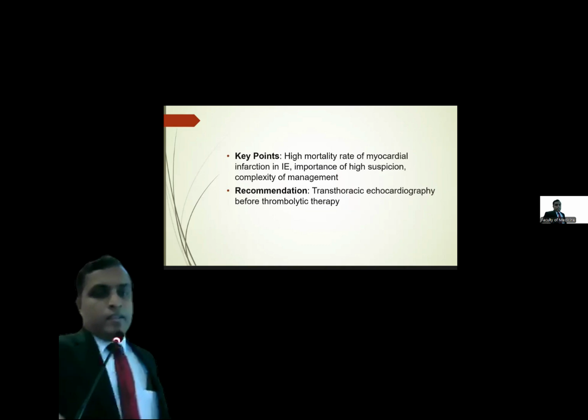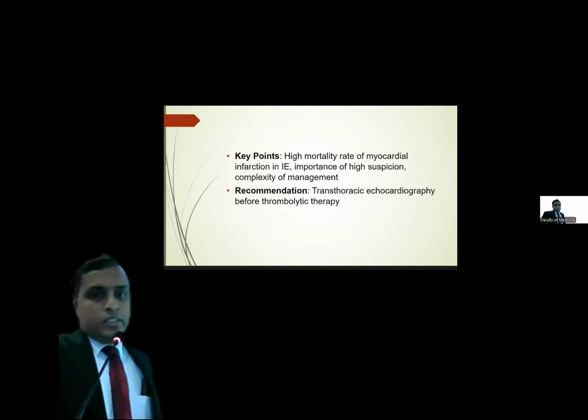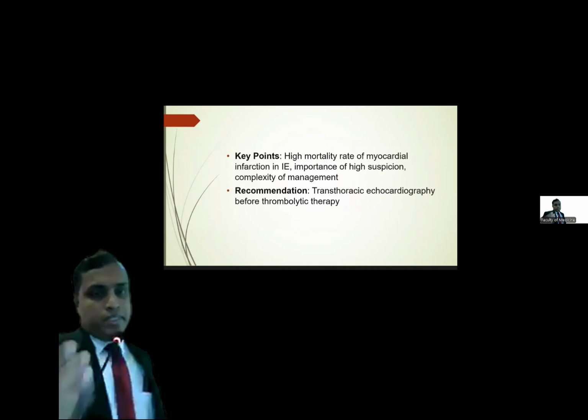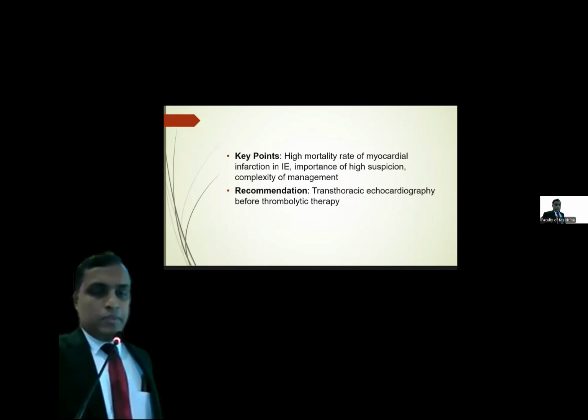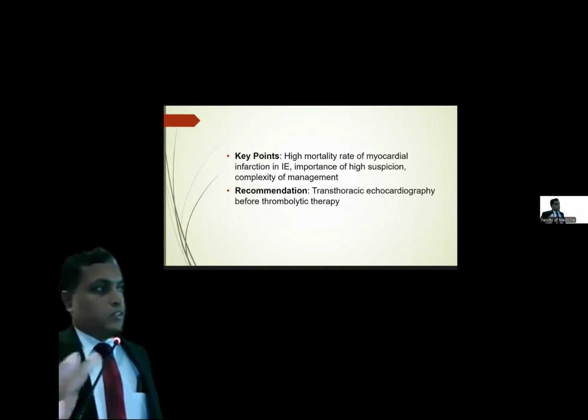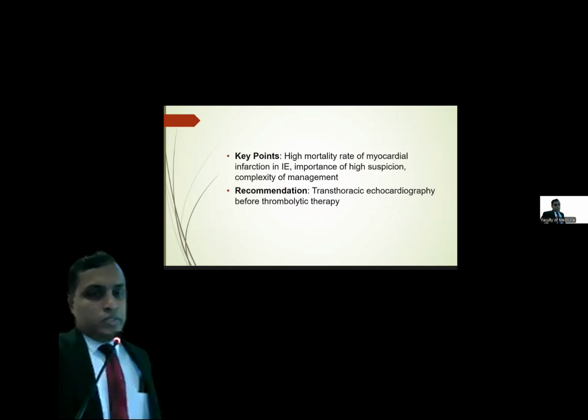Key points: the mortality associated with infective endocarditis with myocardial infarction is very high. What we have to do is, if we suspect something other than STEMI plus something, we have to go for echocardiography. In this type of cases, which are not straightforward, we have to go for it.